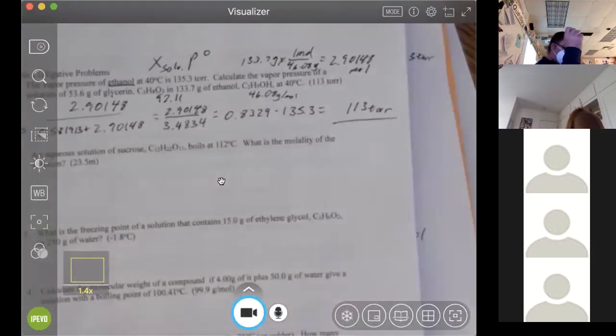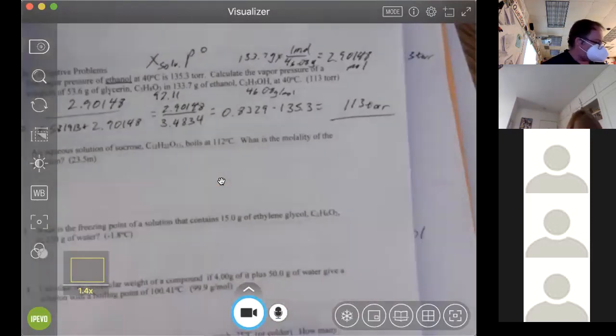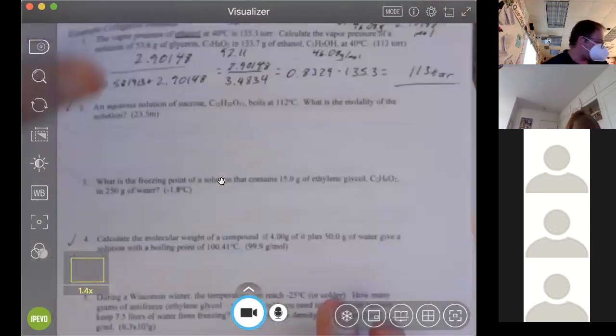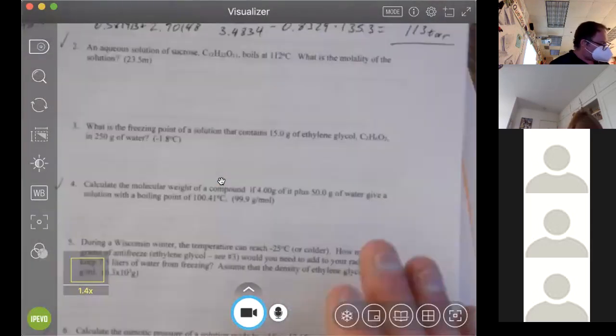Do you want to do number 6? The question is, we want to do number 6. Did you do it last night? You didn't do it last night because of baseball. So let's take a look at number 6.